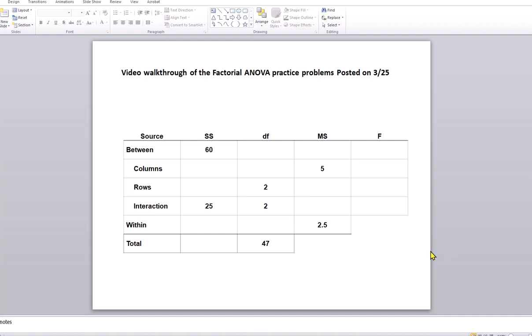I'm back with another video, and in this video what I'll be demonstrating is the solutions to the Factorial Anova homework problems that I posted a few days ago. I'll also have a couple of extra problems like the one that you see here that I'll give walkthroughs on.